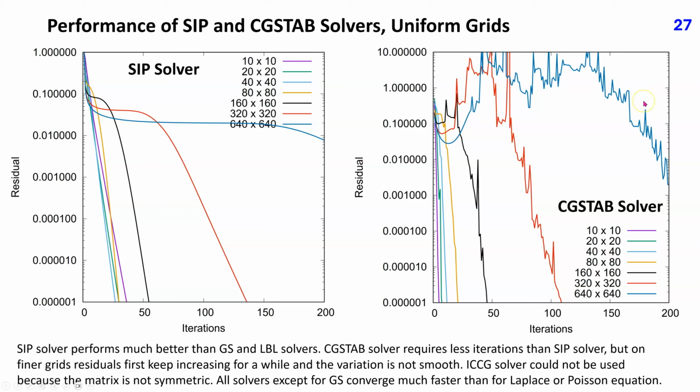This slide shows the same information as the previous one, but for the SIP and CG stub solvers. SIP solver behaves similar to the Gauss-Seidel solvers, but it is significantly faster. It needs about 4 times less iterations than LBL solver. In the case of CG stub solver, the plateau in residuals becomes a period of an increase in residuals by almost 2 orders of magnitude before rapid convergence begins. It needs less iterations than SIP solver on coarse grids and on finest grid, while at medium grid resolution, the numbers of iterations are similar.